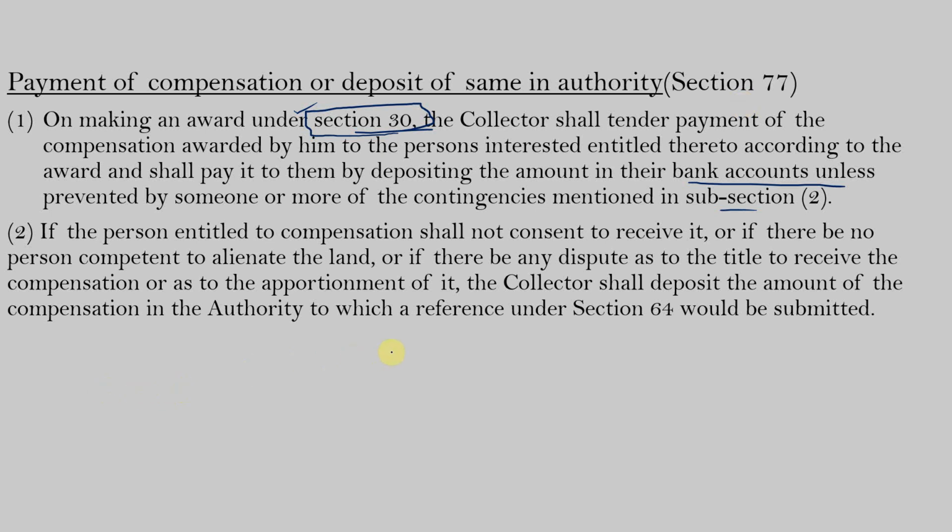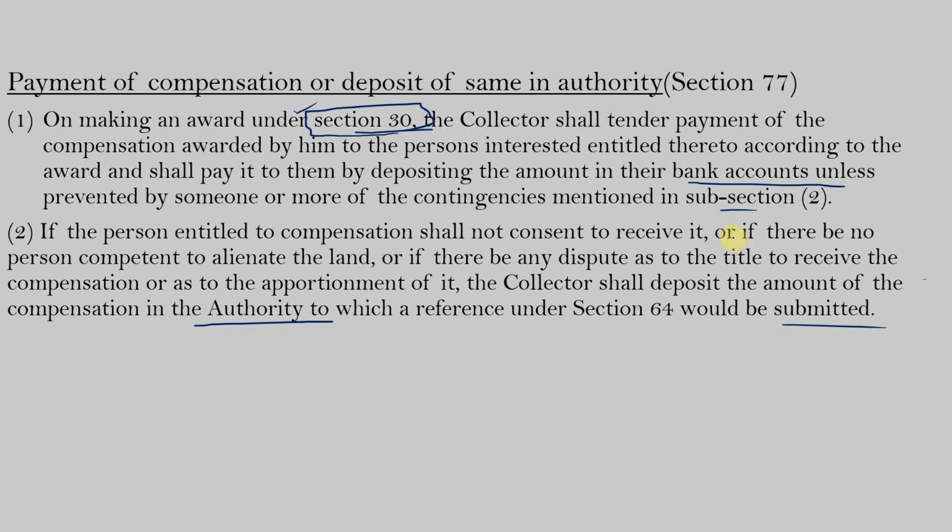So, if the persons entitled to the compensation do not consent to receive it, or if there is no person competent to alienate the land, or if there is any dispute as to the title to receive the compensation, or as to the apportionment of it, the collector shall deposit the amount of the compensation in the authority to which a reference under Section 64 would be submitted.